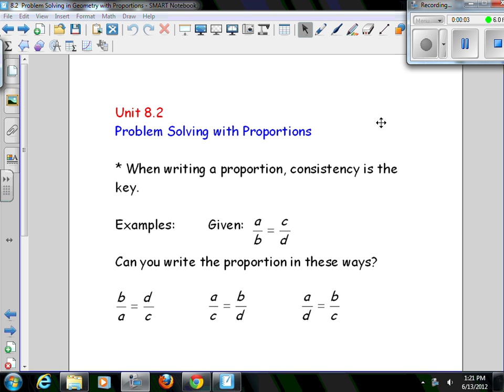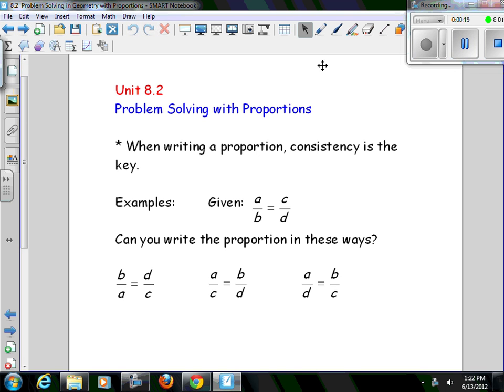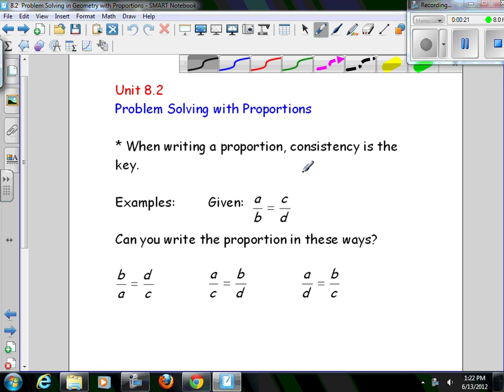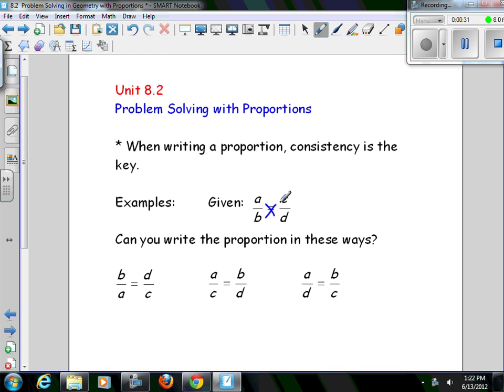Today we're going to talk about problem solving with proportions. When writing a proportion, consistency is the key. Now, remember, if you're given the proportion A over B equals C over D, or A to B equals C to D, remember, the product of the means is equal to the product of the extremes. So that means that when you cross multiply, you end up with the result that AD is equal to BC.